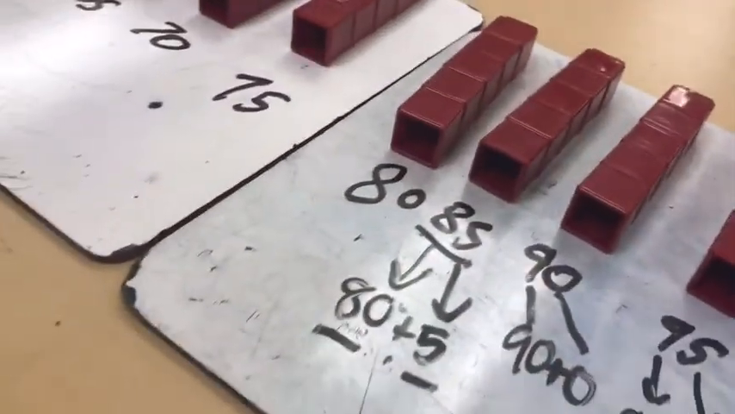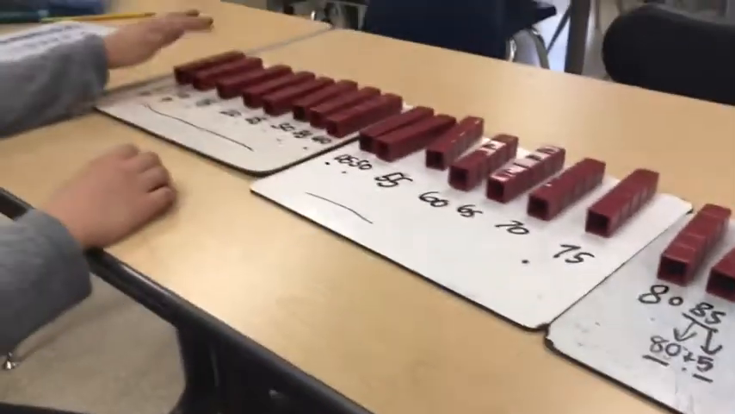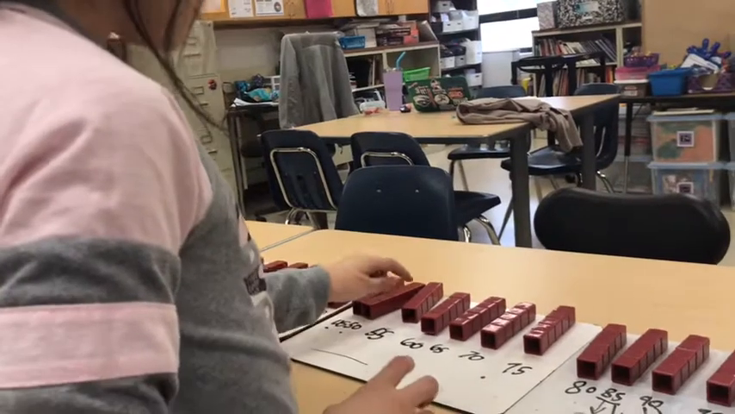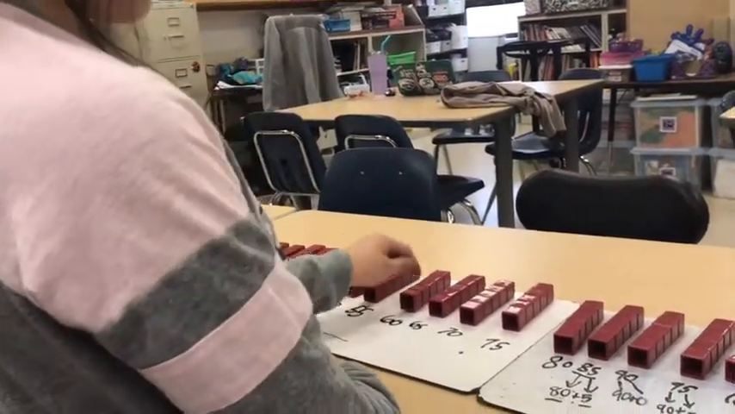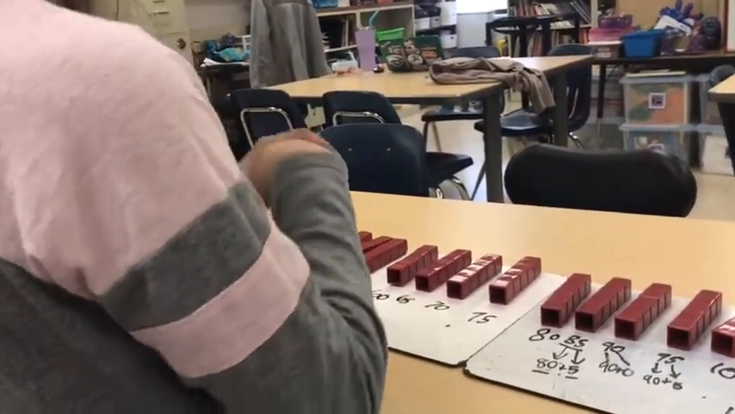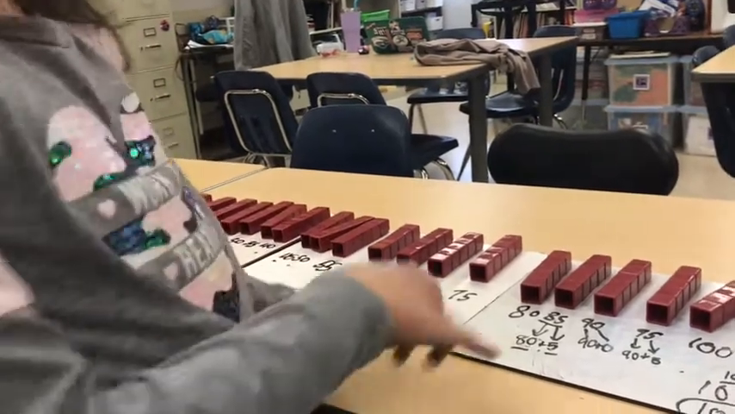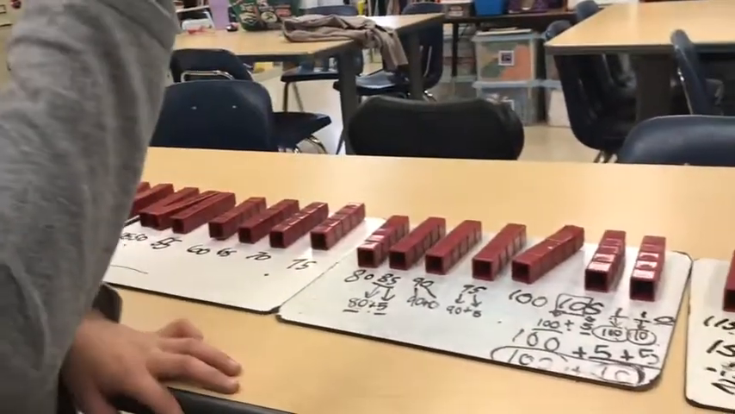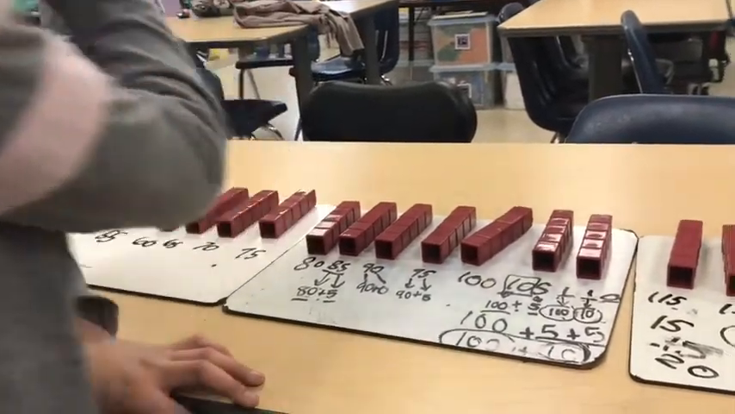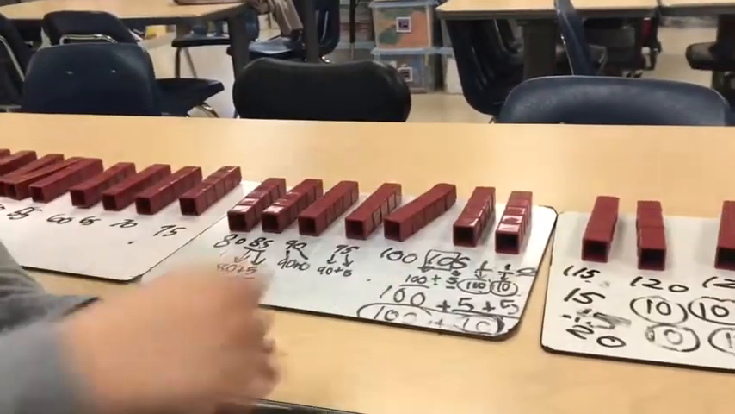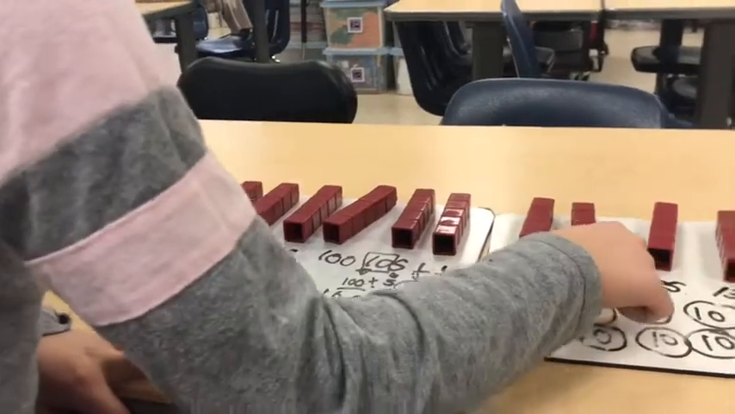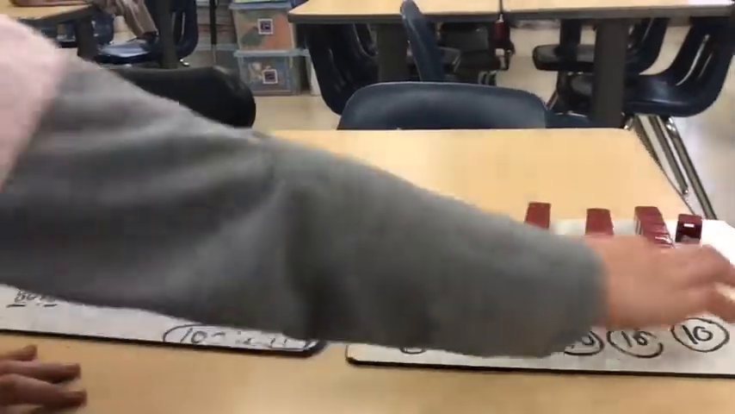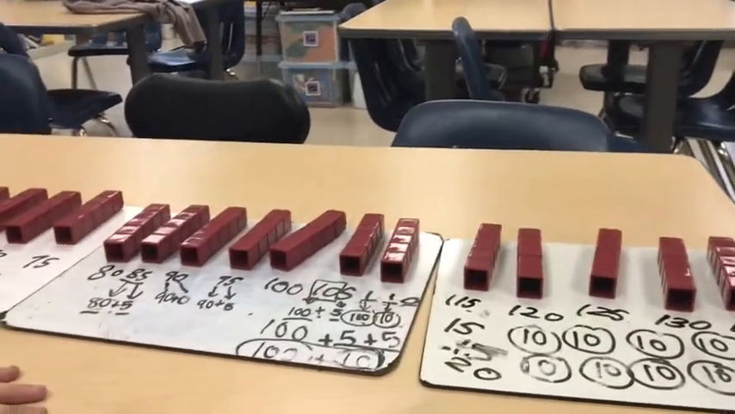Now what I want you to do is count all the way down to see how many blocks we have in these groups of 5. You did amazing work. 10, 15, 20, 25, 30, 35, 40, 45, 50, 55, 60, 65, 70, 75, 80, 85, 90, 95, 100, 105, 110, 115, 120, 125. Oh, hold on, that's not what it says. 130, 135.